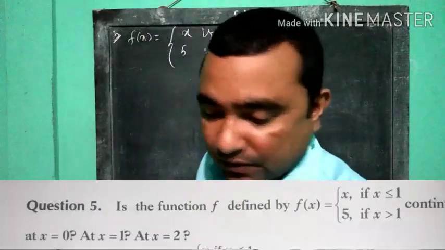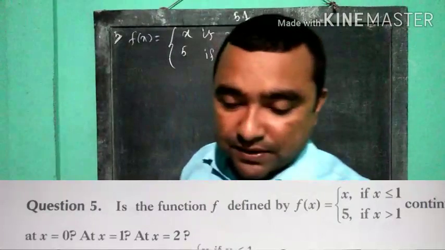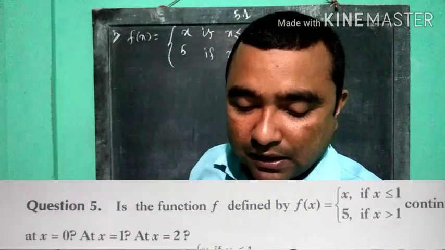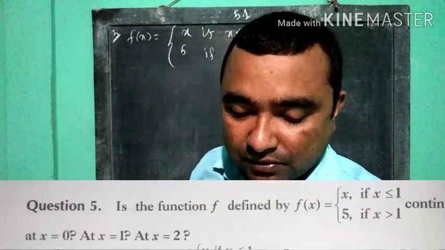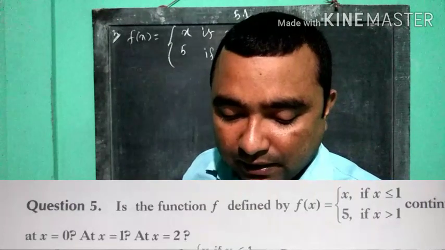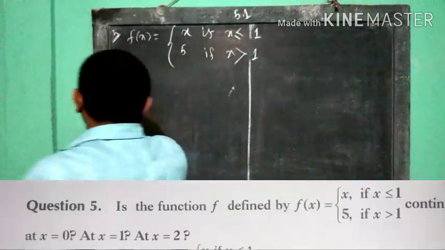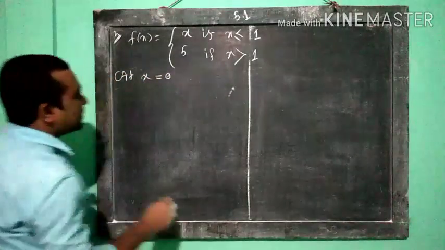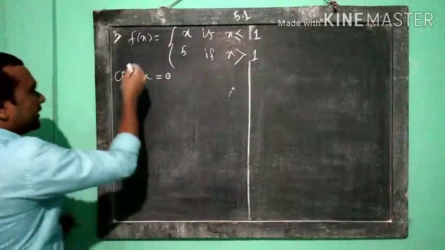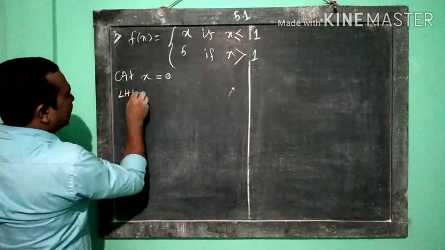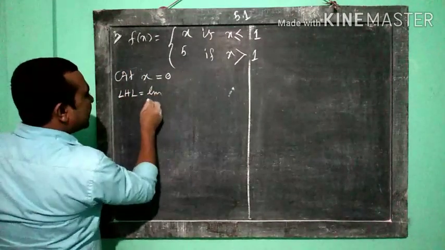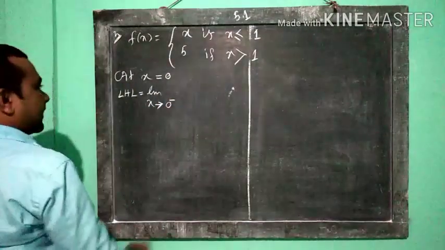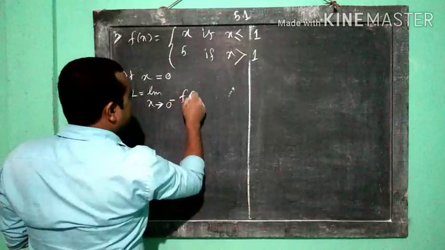Okay, so first of all we check here. It is given in the question, is it continuous at x equal to 0, at x equal to 1, at x equal to 2. So first we check at x equal to 0. So first we check the left hand limit. So left hand limit equal to limit x tends to 0 negative of f(x).